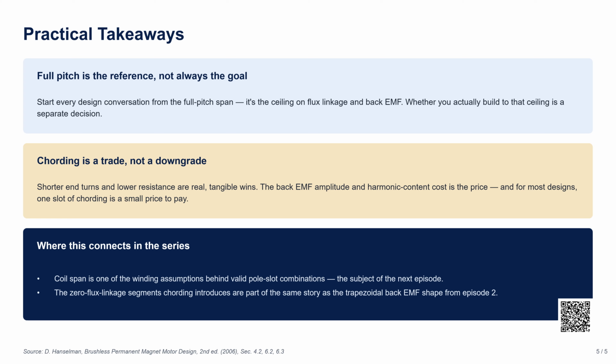And finally, keep the connections in mind. The zero flux linkage segments cording introduces tie directly back to the trapezoidal back EMF shape from episode 2, and coil span itself is one of the core winding assumptions behind valid pole and slot combinations, which is exactly where we're headed next.